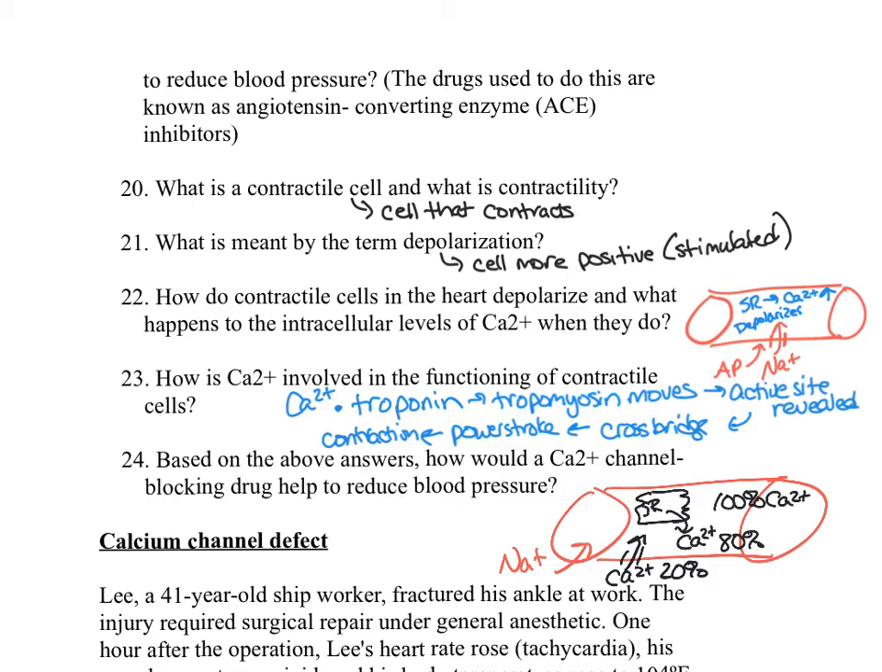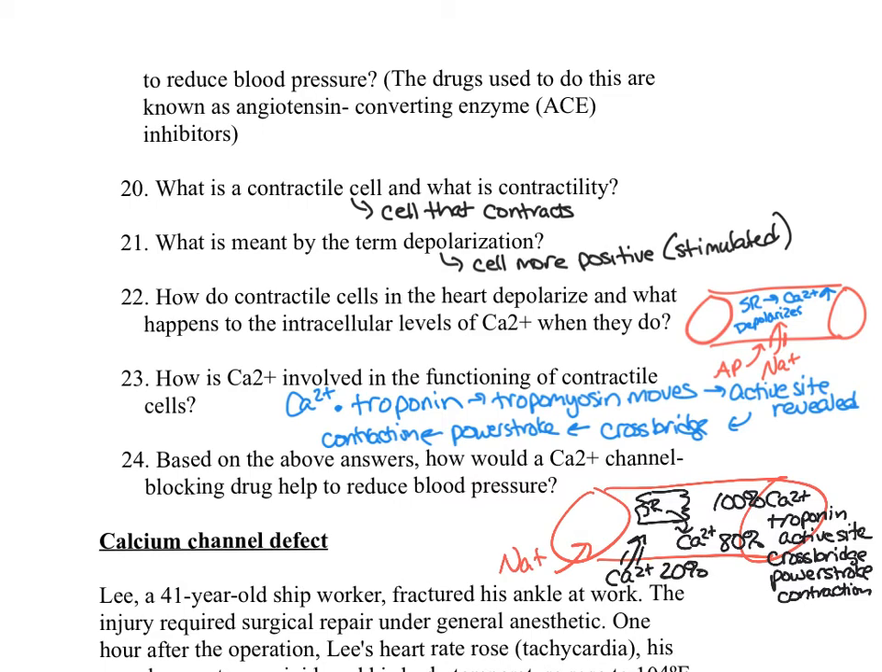The calcium then binds to troponin, and troponin moves tropomyosin away and exposes the active site, and then we get the myosin head binding to the actin, so we get cross-bridge formation, and then after that we get the power stroke, and this causes the sarcomere to shorten, so we end up with a muscle contraction. So the calcium is necessary for the contraction to occur.